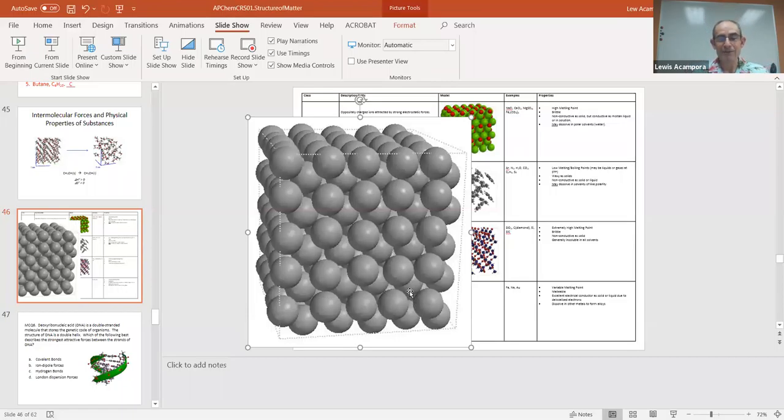They are very malleable. Unlike ionic compounds, you can push these atoms across each other and you're not going to be forcing opposite charges together.